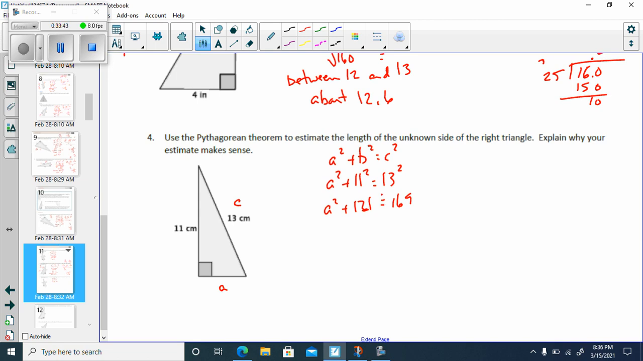169. Okay. So let's subtract 121 from both sides. And I get A squared is equal to 9 minus 1 is 8. 6 minus 2 is 4. A squared is equal to 48. So we take the square root on both sides. So we need to figure out what two numbers the square root of 48 would be between. We know the square root of 49 is 7. And the square root of 36 is 6. So it's going to be between 6 and 7.